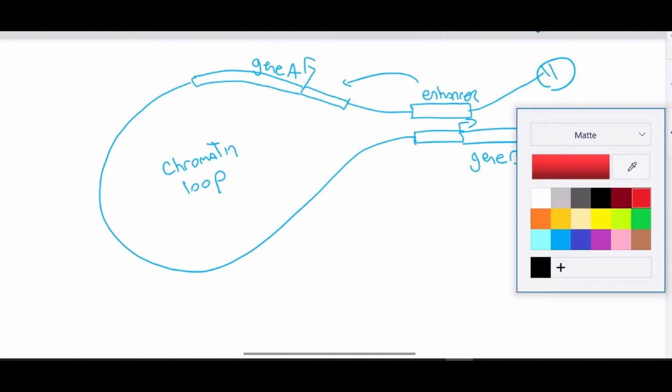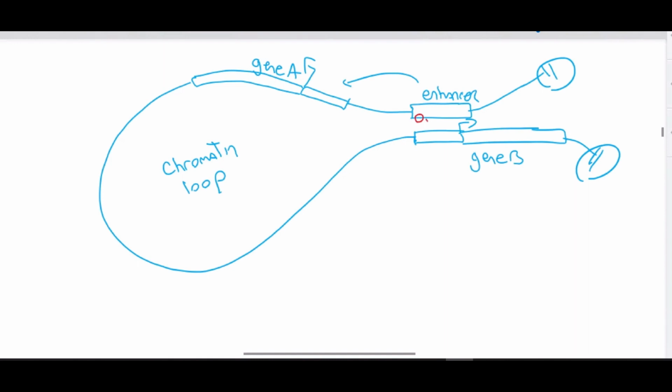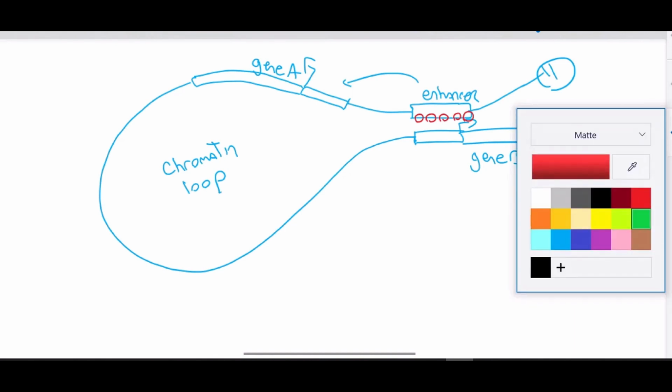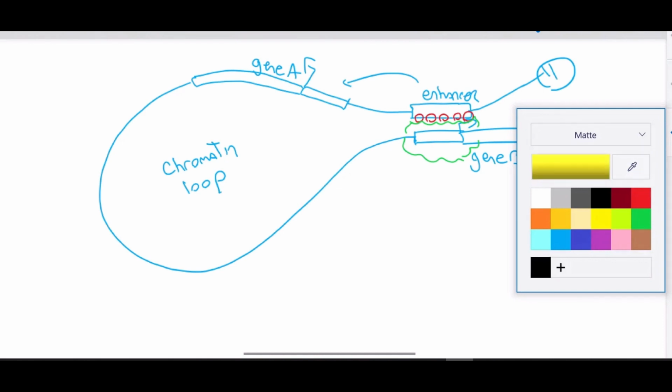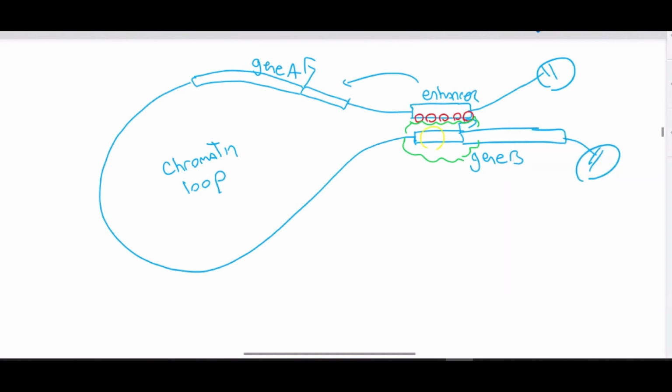Now, these little red circles, these are the transcriptional activators bound to the enhancer. This green thing right here, this is going to be the mediator complex. And I haven't diagrammed some other things here, right? I haven't put the GTF, so let me put this yellow thing here. This is going to represent the general transcription factors, like all those general transcription factors that associate with the promoter.